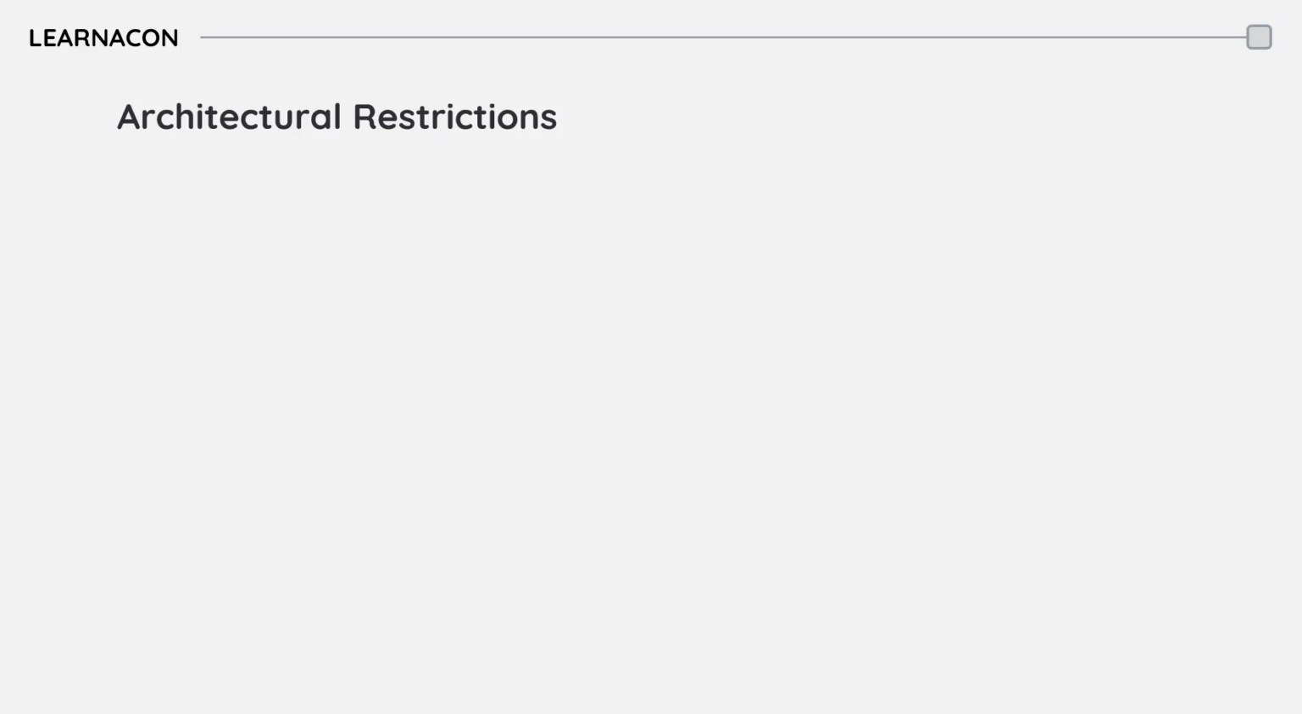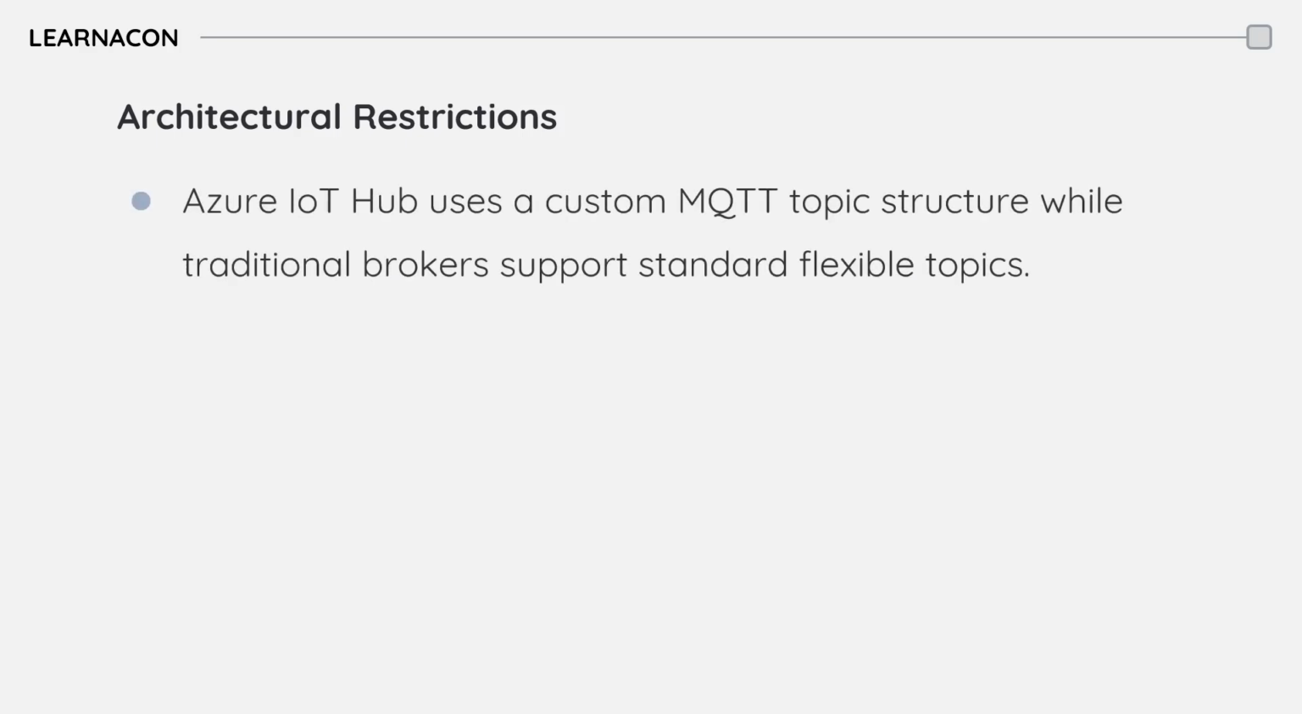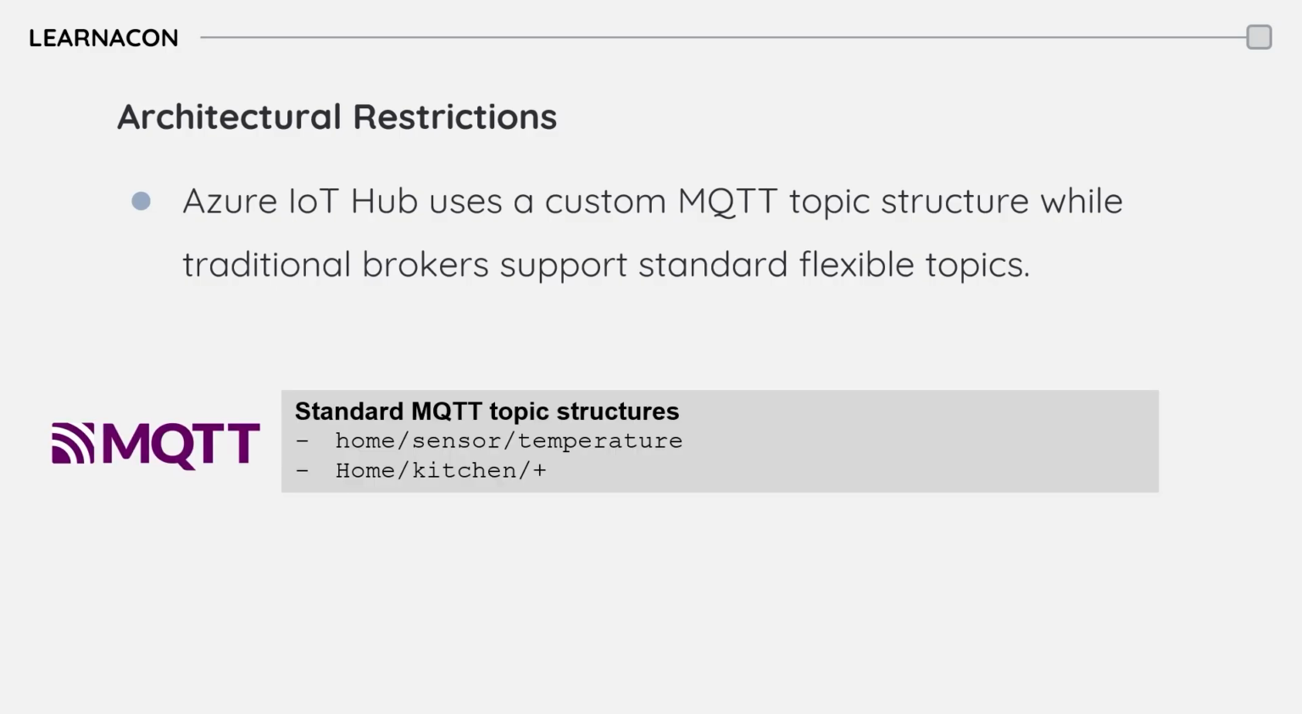Azure IoT Hub and traditional MQTT brokers differ significantly in architecture and intended use. A standard MQTT broker is designed for general-purpose messaging, offering full protocol compliance, flexible topic structures, wildcard subscriptions, retained messages, and all three quality of service levels, including QoS2 for exactly once delivery.